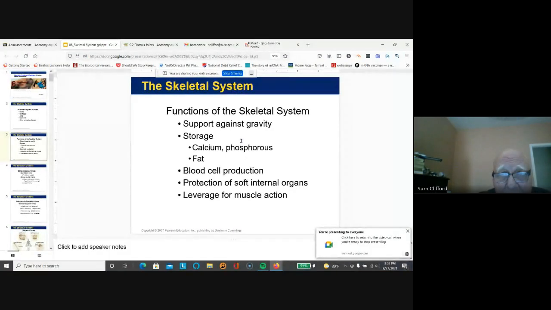So again, what's the skeletal system do? Supports, stores calcium and fat, makes blood cells, protects organs like the lungs and the heart and the bladder. Okay, and muscles allow us to move.